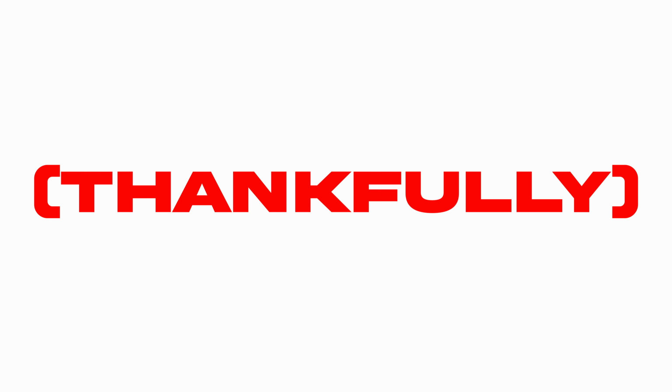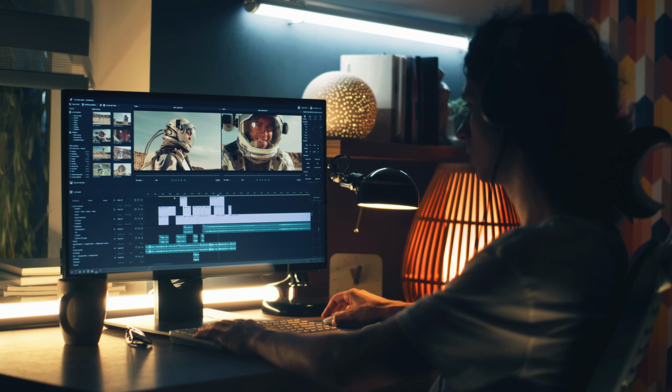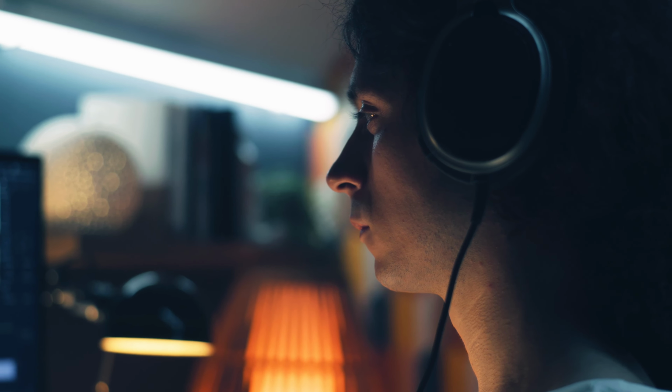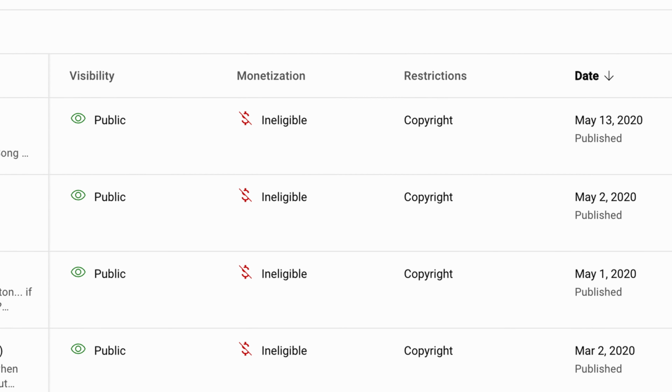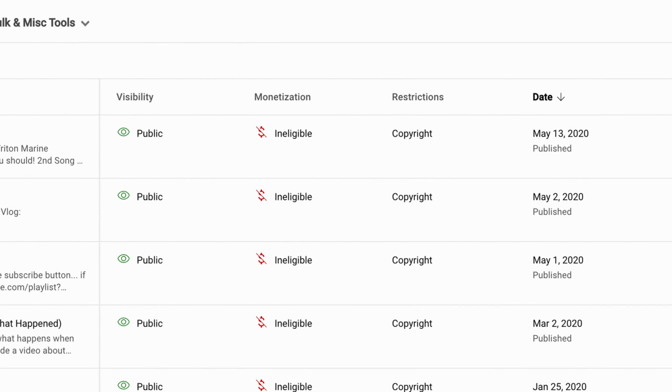Myth number 2, receiving a copyright claim will get your channel banned from YouTube. This, thankfully, is also not true. I think there's a little bit of confusion around a copyright claim and a community guideline strike. A copyright claim is what happens when you use any sort of content that you don't have the rights to create your YouTube video. The result of a copyright claim on your video is usually that the owner of the content that you didn't have rights to use gets all of the monetization money from that video, but they allow the video to stay up on YouTube and your channel status is not affected at all.